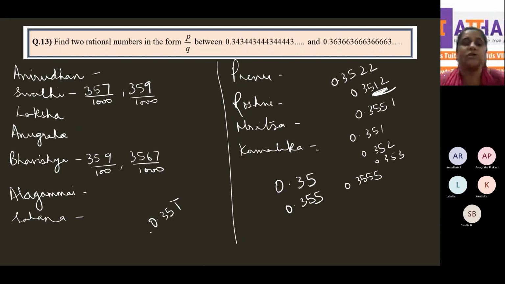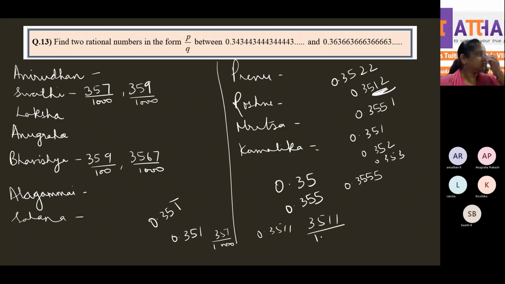See, if you want to write terminating decimals, you can write 0.35. You start with 35. This itself is an answer. Or you can write 0.351, terminating. So rational number. So 0.351 means 351 by 1000. Or you can write 0.3511, so it is 3511 by 10,000. So it will be 3511 divided by 1 followed by 4 zeros.